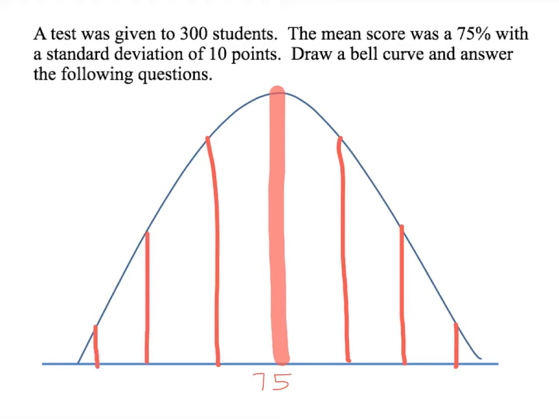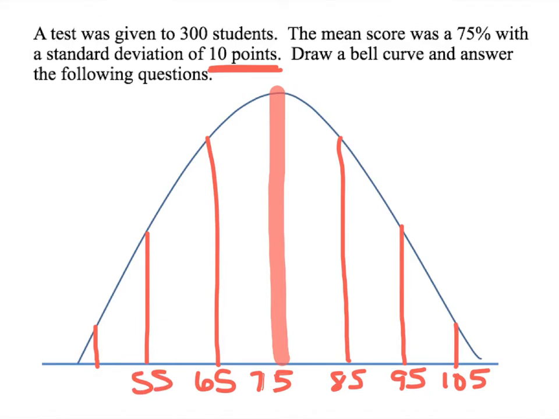And we're saying that the standard deviations are 10 points. So each line would go up by 10: 75, 85, 95, 105. Then to go backwards, it would be 75, 65, 55, 45. So those are the test scores.